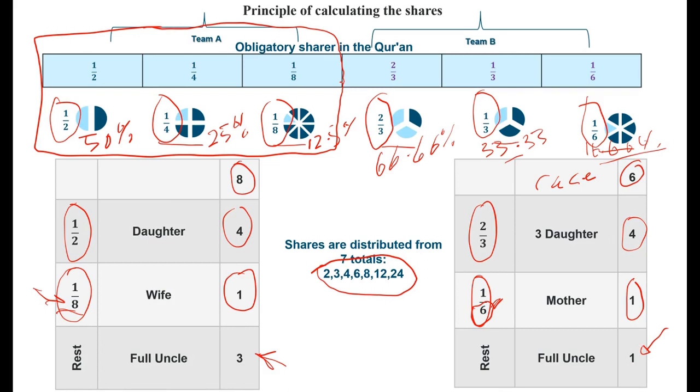So if a case contains Team A only, we use the biggest number. So if a half and 4 were together, we use the 4. Okay, so if Team A alone is in one case, we use the biggest number. If Team B is in the same case, like we have here, 3 and 6, we use the biggest number of Team B.